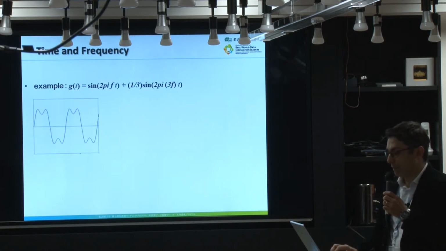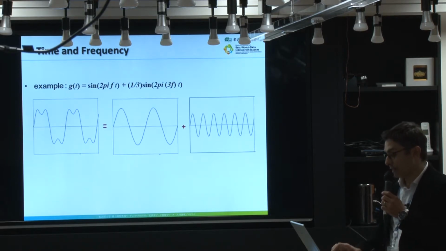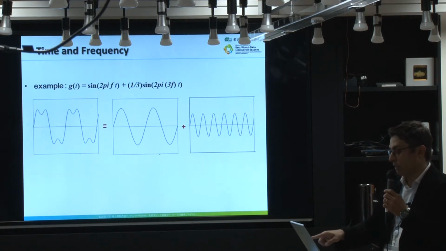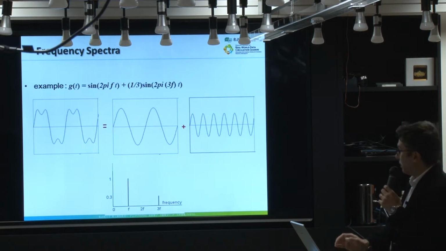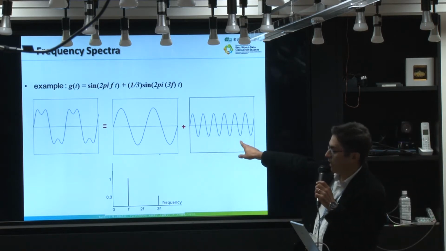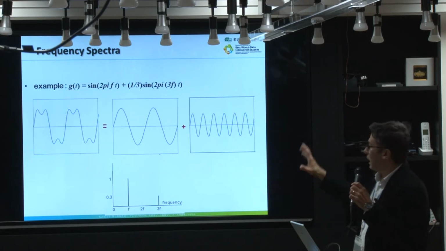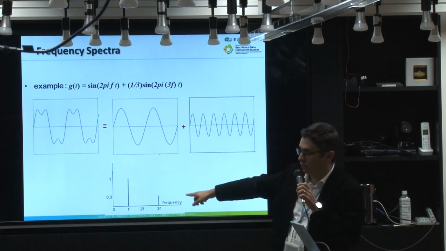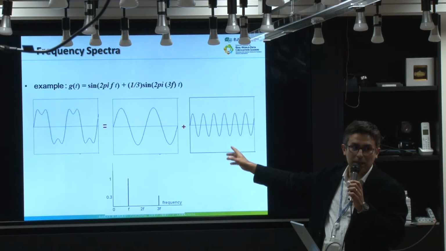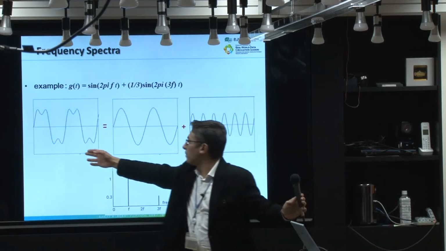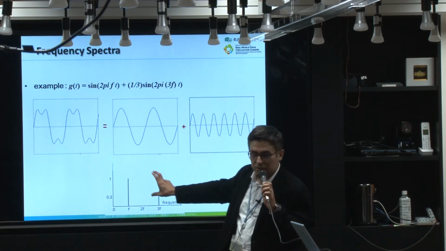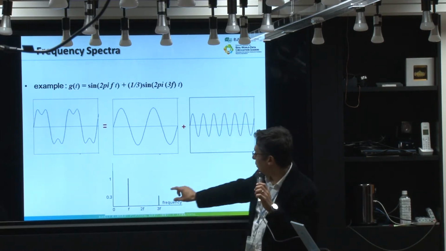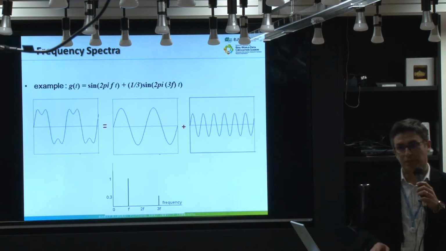Let's say your signal is a combination of these two sine waves. So this shape is equal to this sine wave plus that sine wave. Each of these sine waves has a frequency and an amplitude, so you can draw it in the frequency domain: this signal has a frequency f with this amplitude and a frequency 3f with this amplitude. That is called the Fourier transform.